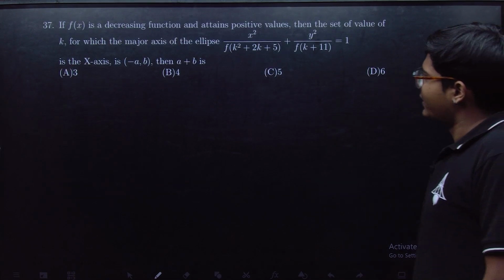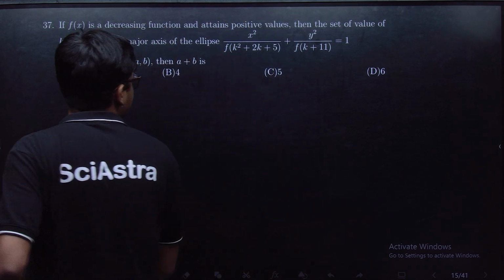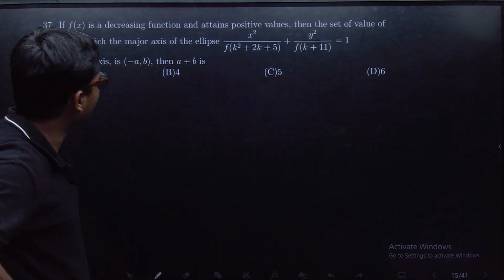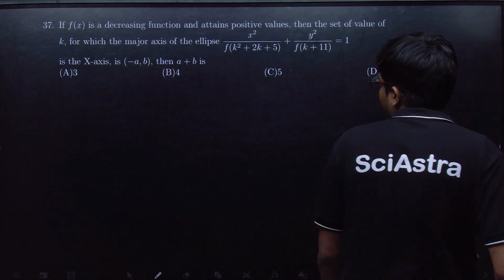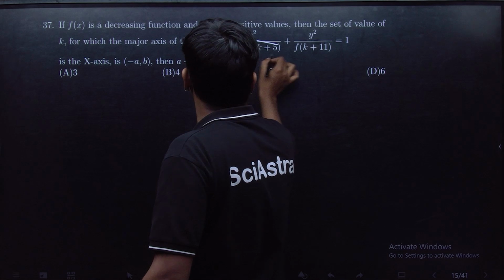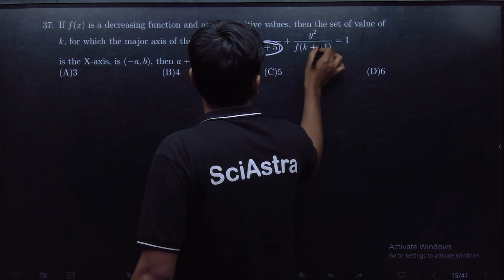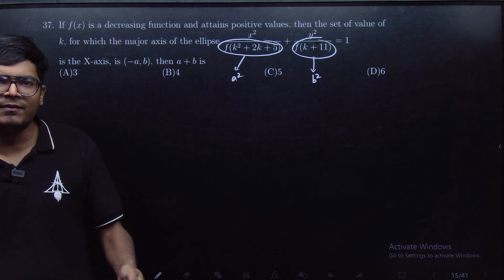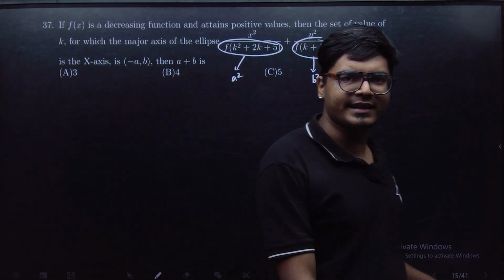Coming to question 37, if f(x) is a decreasing function which attains positive values, then the set of values of k for which the major axis of this ellipse is along the x-axis is minus a to b. Then find a plus b. What do we know for the major axis? This is the value of a square, this is the value of b square. So I want a square to be greater than b square. Only then will the major axis of the ellipse be along the x-axis.